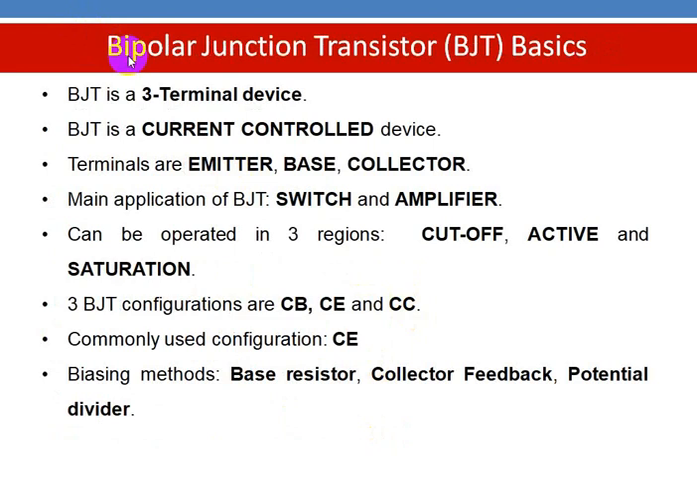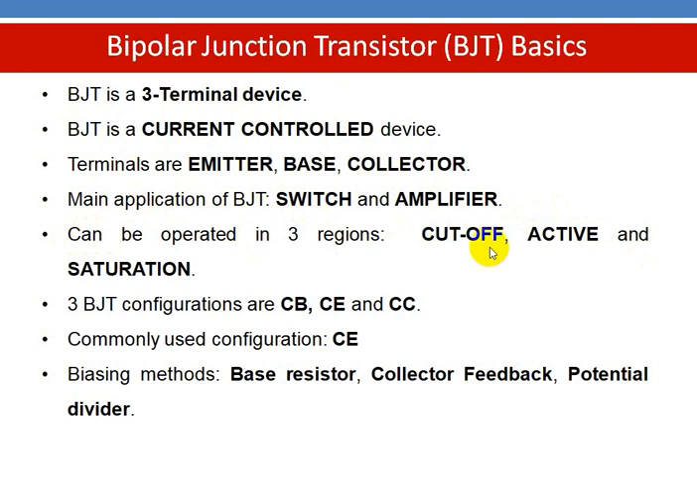So we should know how to understand the parameters from the datasheet. Next, we'll see about this device, the bipolar junction transistor. In short form, it is called BJT, the basics. BJT is a three-terminal device. We have two types of transistors, NPN and PNP. BJT is a current control device. Terminals are emitter, base, and collector. Applications of BJT: it is used as a switch and also as an amplifier.